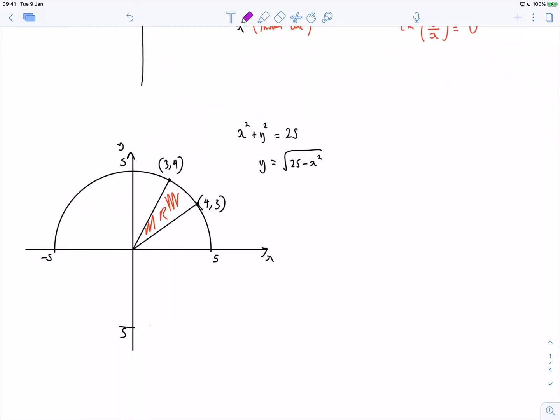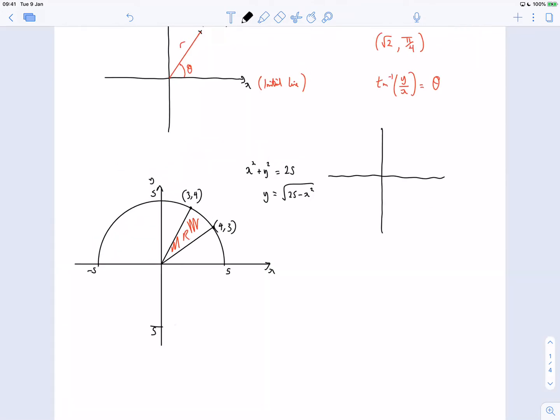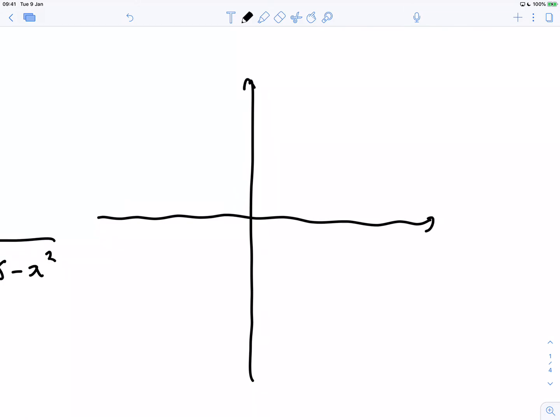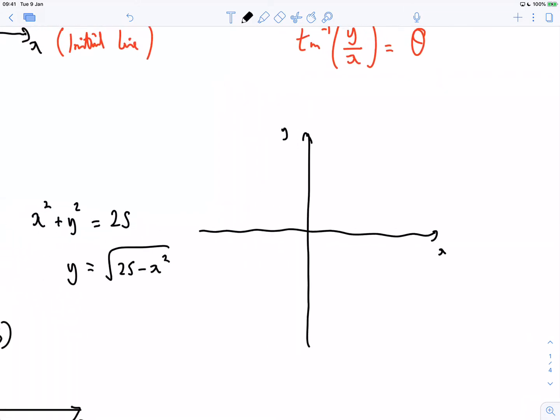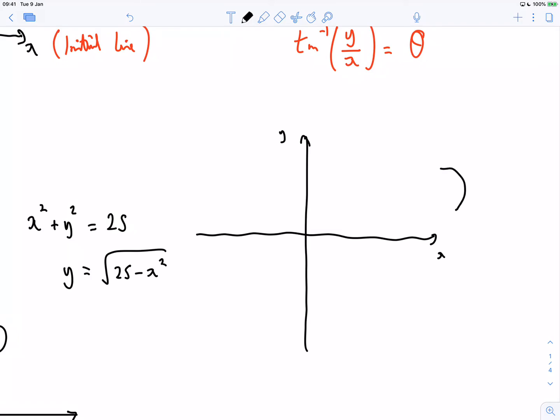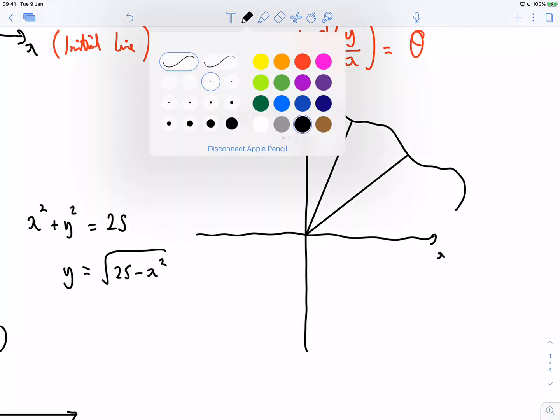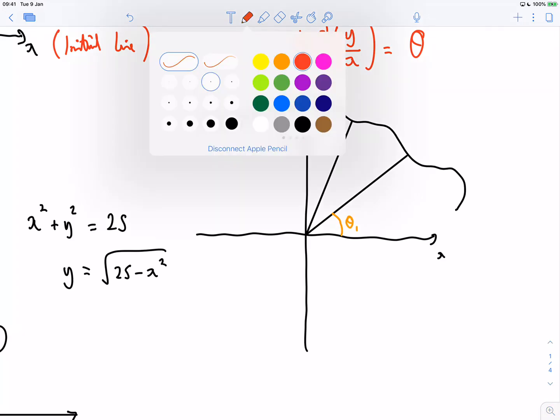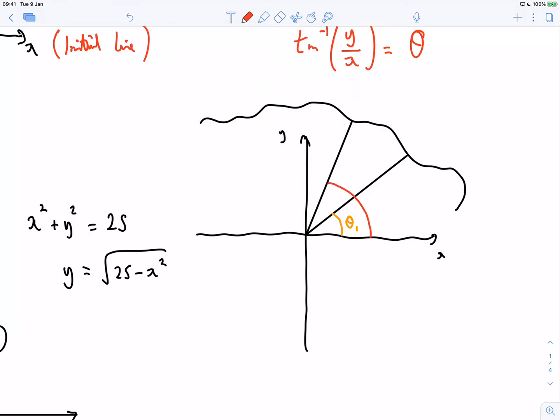So what polar coordinates does is it uses the fact that we're dealing with a rotation, right? We're rotating some theta degrees from an initial line, from some x, and we've got some r. So integration from a polar coordinates point of view is, say I've got a curve like this, and I'm interested in the area from 0 to there, and from 0 to here. And let's say that this angle is theta 1, and this angle is theta 2.